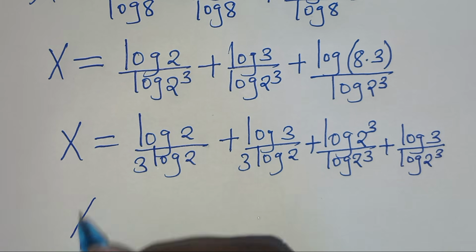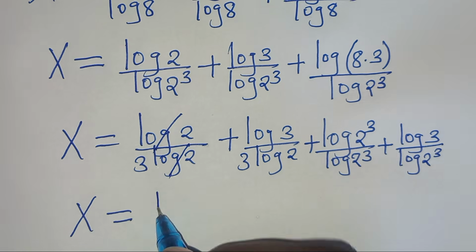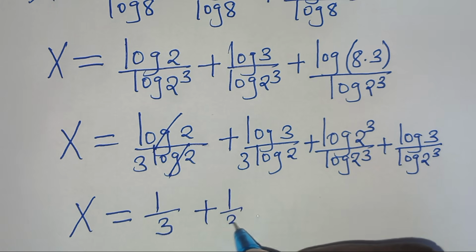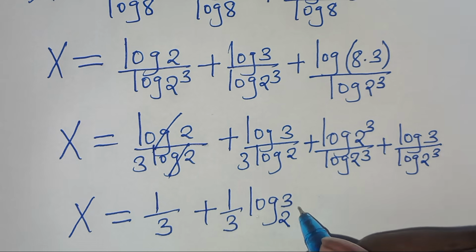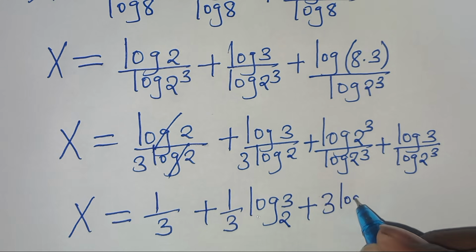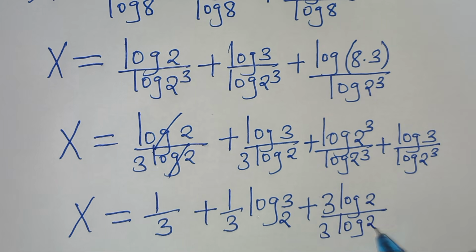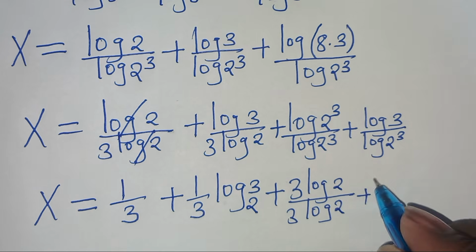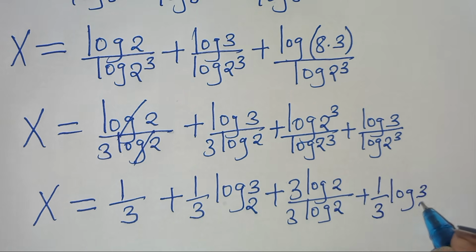So we have x is equal to, now we can simplify log 2 and log 2, so that we have 1 over 3 plus 1 over 3 times log 3 to base 2, then plus 3 log 2 divided by 3 log 2, then plus 1 over 3 times log 3 to base 2.